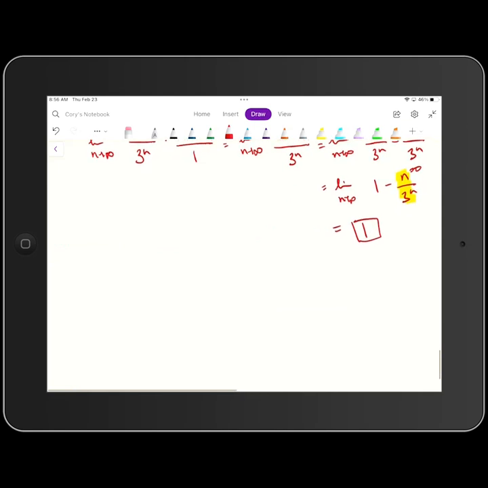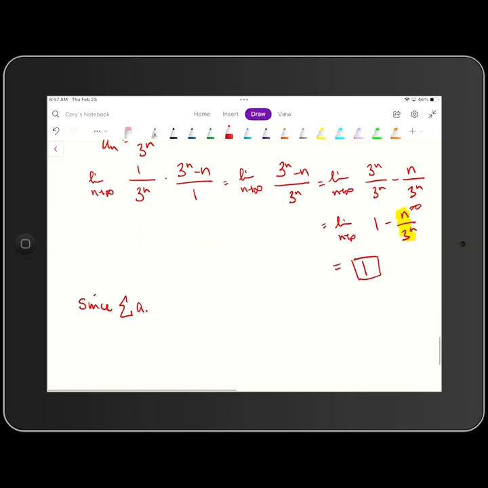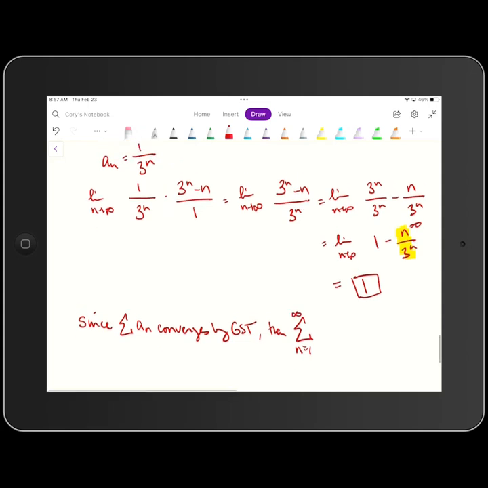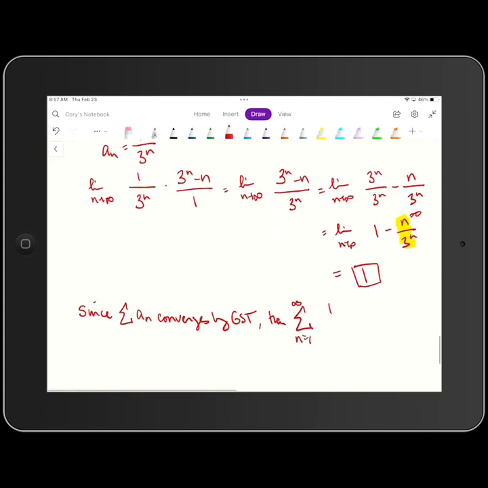Okay, so we're just going to write up our justification then. Since the series a sub n converges by the geometric series test, then our given series, which is the sum from 1 to infinity of 1 over 3 to the n power minus n, also converges by the limit comparison test.